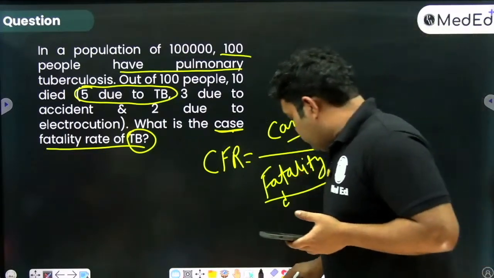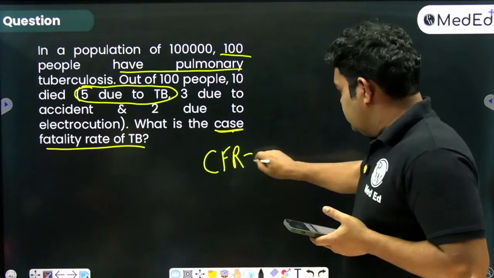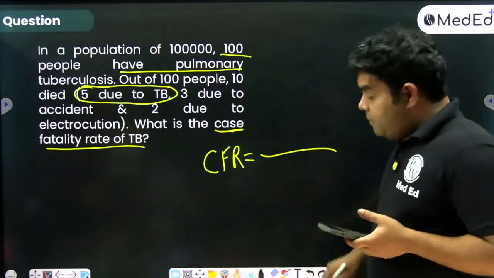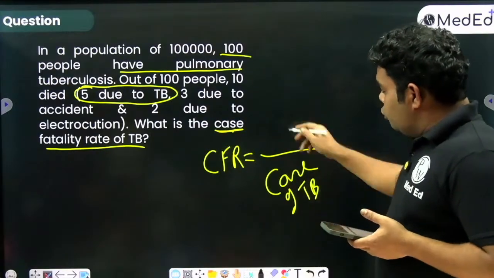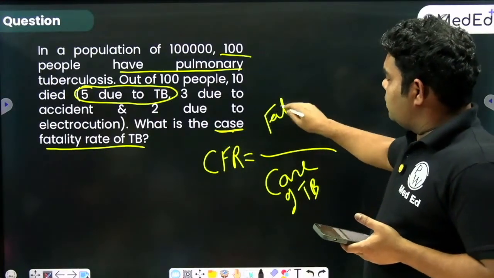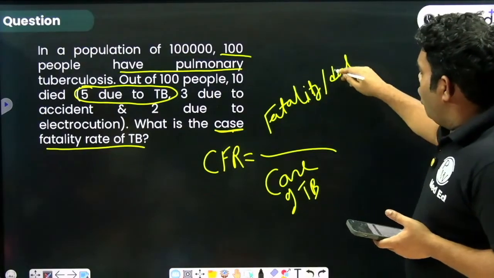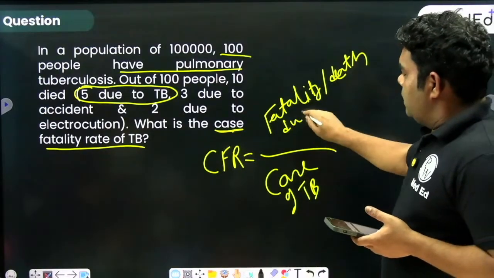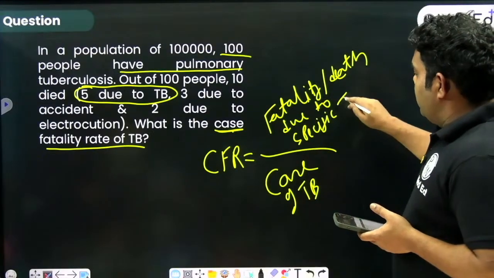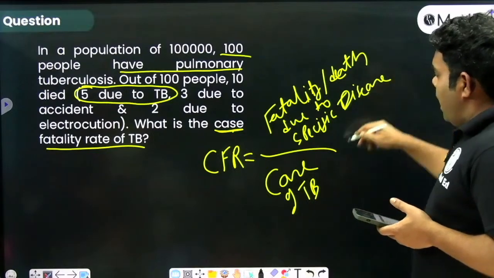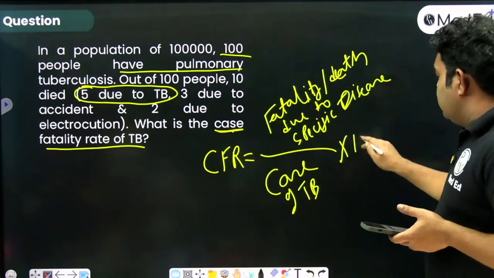I was writing the formula earlier, correct? When we write case fatality rate, I'm really sorry for this confusion. In the case fatality rate, the denominator is how many cases of TB there are, and the numerator is, out of the total cases of TB, how many fatalities or deaths occur due to the specific disease. So death due to TB or specific disease we write as numerator, and cases of that disease we write as denominator, and then we multiply it by 100.